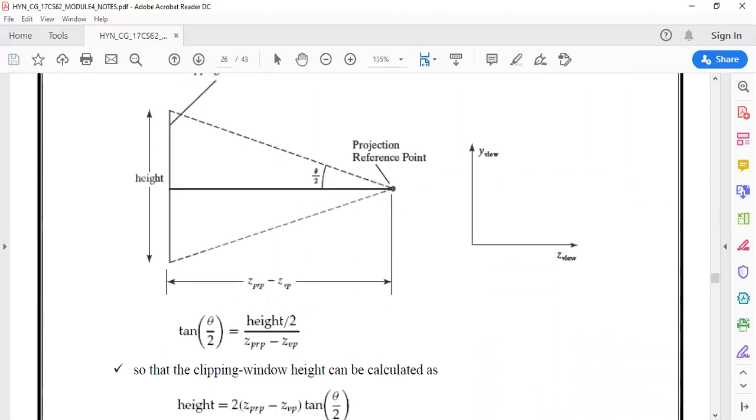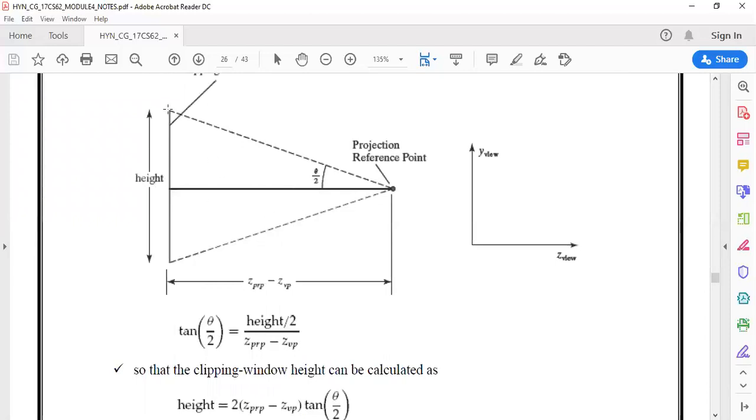Now if I take the tan of the angle, what is tan? We have cos theta, sin theta, and tan theta. I'm taking tan theta here, which is opposite by adjacent, sorry, it is opposite by adjacent. So what is the opposite side for this particular angle?